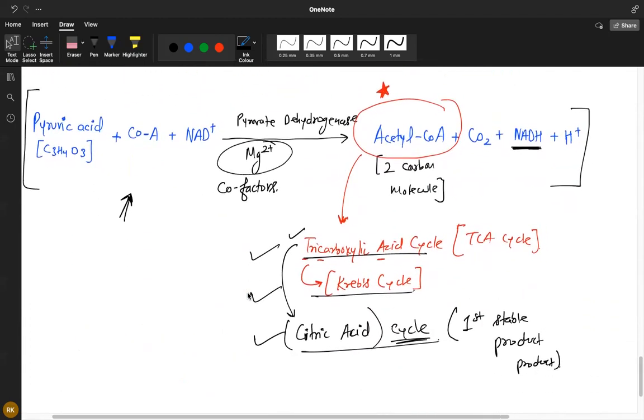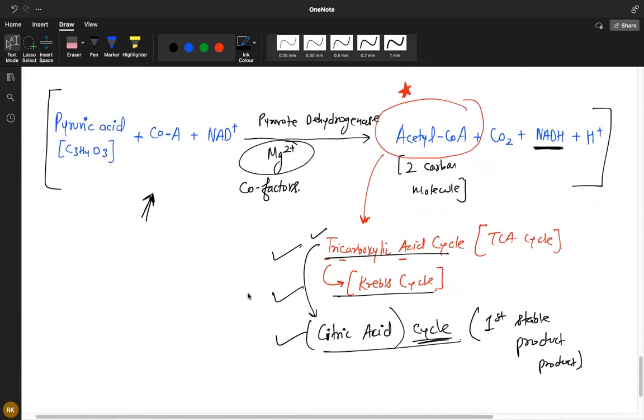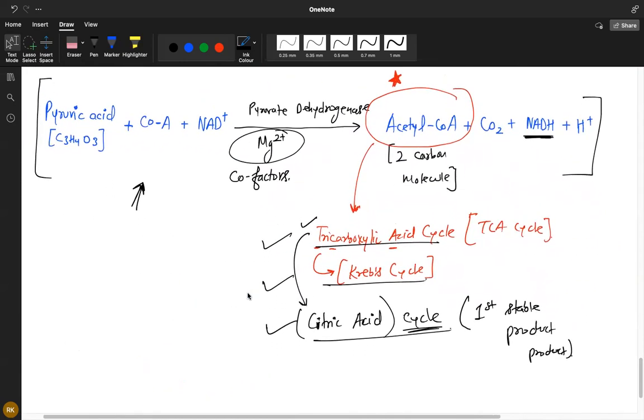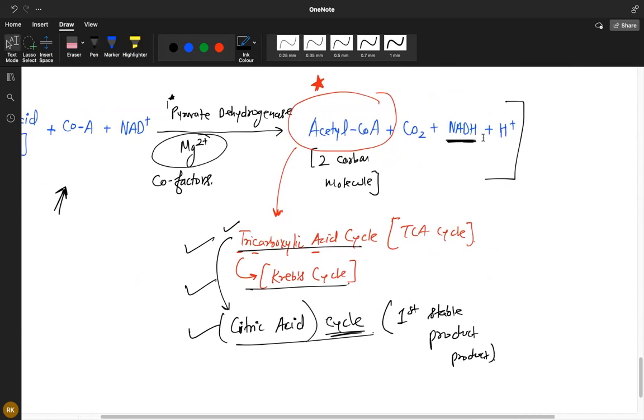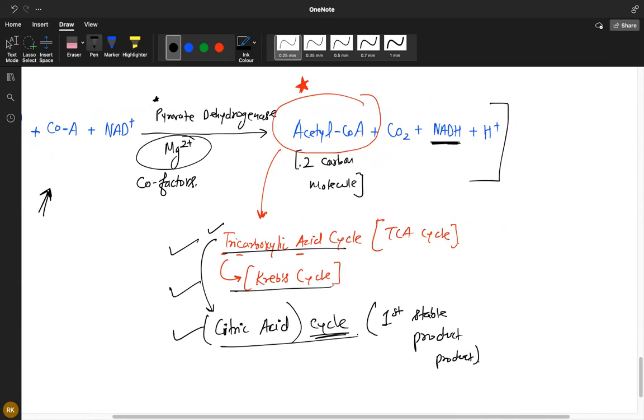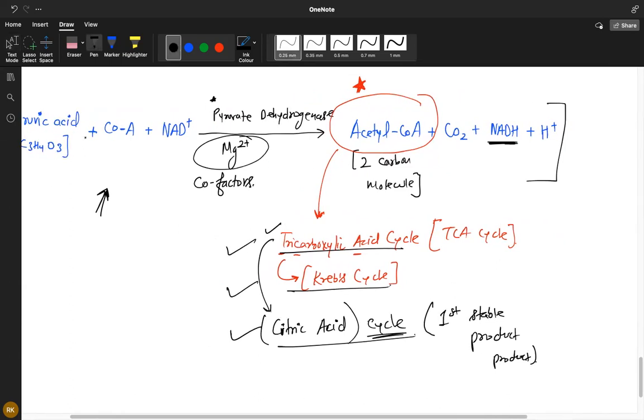So this is the overall reaction that we discussed, right? Yes, sir. So this is for aerobic. Now we have pyruvic acid plus coenzyme A and NAD plus. In the presence of the enzyme pyruvate dehydrogenase and its cofactor magnesium, it forms acetyl CoA, CO2, and NADH plus H plus. Now, as you know, pyruvate is a 3 carbon molecule, acetyl CoA is a 2 carbon molecule, so one molecule of carbon is out as CO2. So we are left with this acetyl CoA.